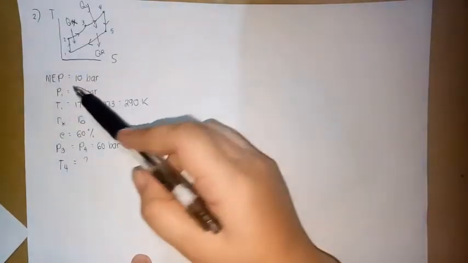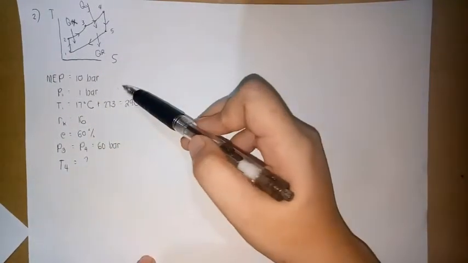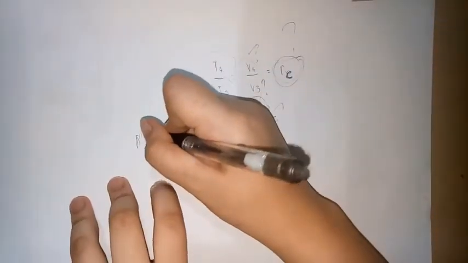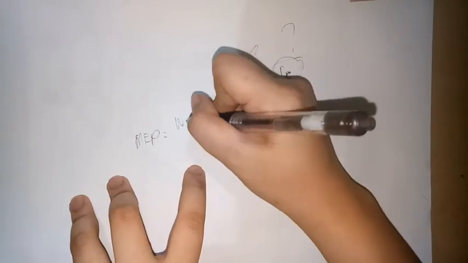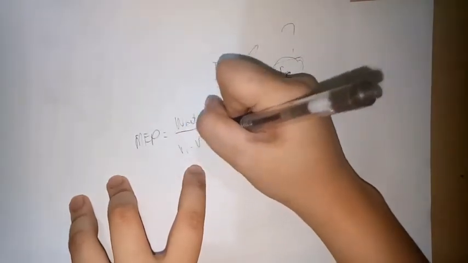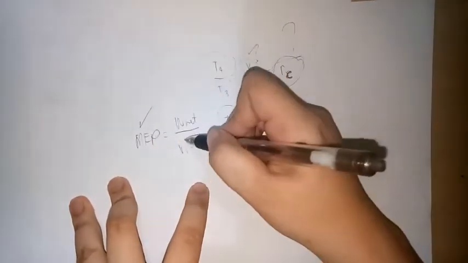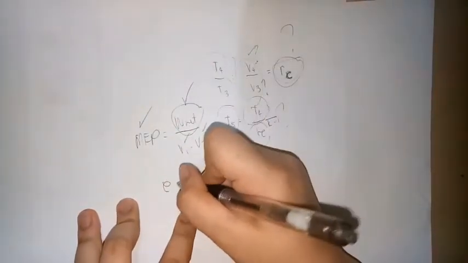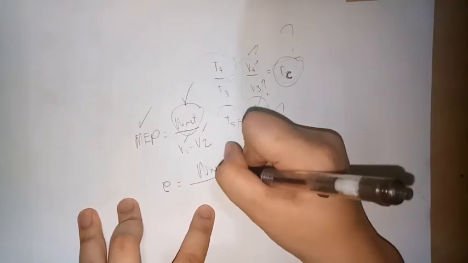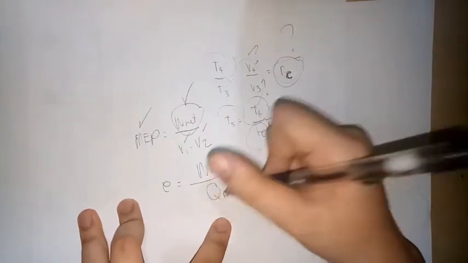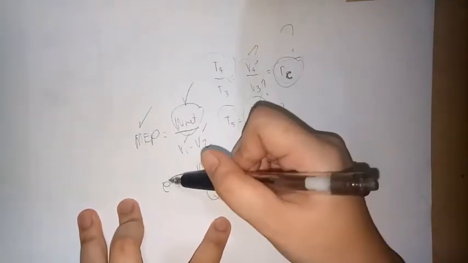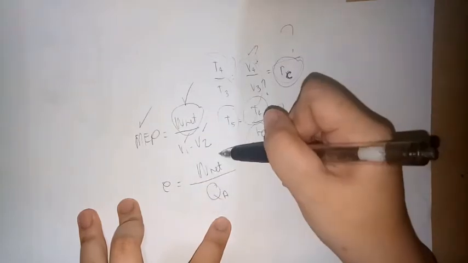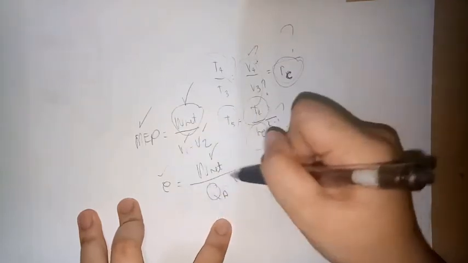But if we look carefully at the givens, we have the mean effective pressure. There is a condition at point 1, and there is RK. So, if that is given, mean effective pressure is work net over V1 minus V2. So, if we have this, we can solve for work net. And we have the efficiency given. If you remember, efficiency is work over QA. So, if we have the efficiency and the work net, we can solve for QA.